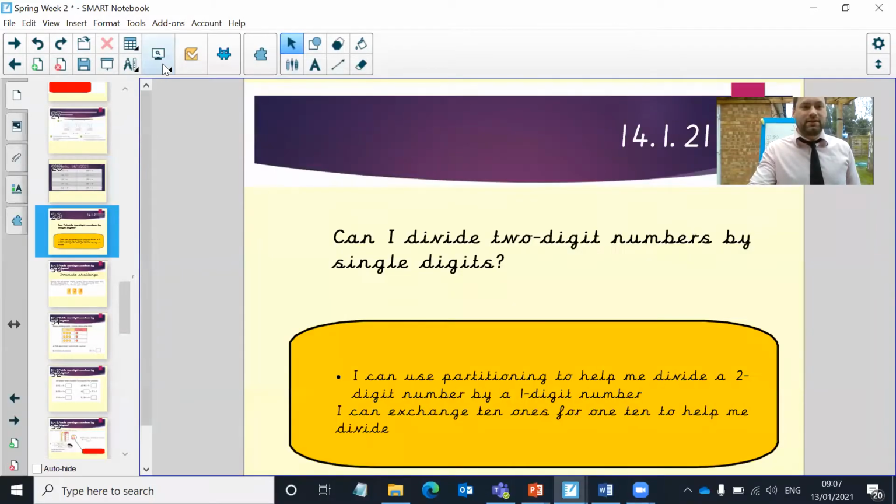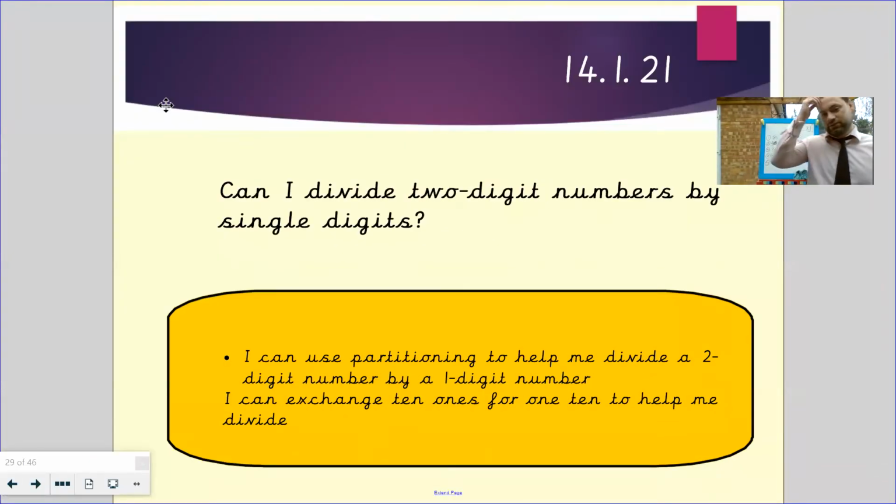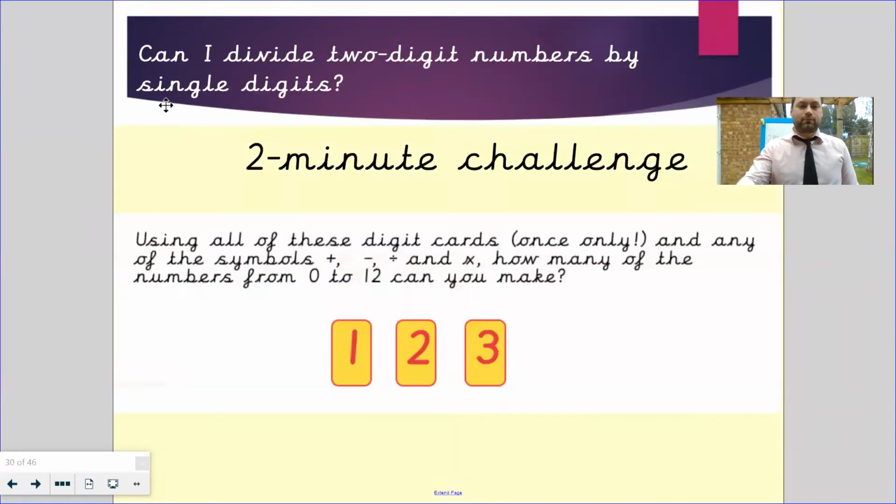Okay, so for today's lesson, we are looking at: can you divide a 2-digit number by a single digit? And we're going to use some different methods to help us divide. First of all, I'm going to give you a 2-minute challenge. Using all of these digit cards, only using them once each, and any of the operation symbols, plus, take away, divide, or multiply, how many of the numbers from 0 to 12 can you make? You have to use all 3 cards at once.